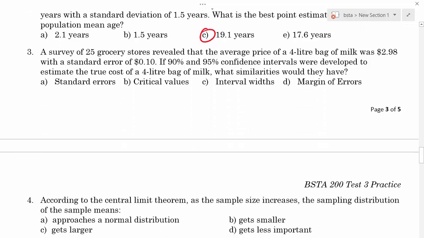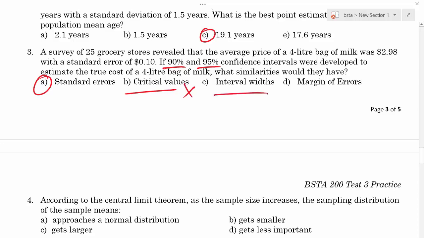Number three, the answer there is going to be standard errors. Okay, I'll just explain it to you. Here, what they're saying is you're constructing both 90% and 95% confidence intervals, right? For a particular sample. So what similarities will they have? Now, one thing you know is that when you're doing 90% and 95% confidence interval, the critical values, the numbers you go up to the table to look at, will be different for 90 and 95. So they will not have that similarities.